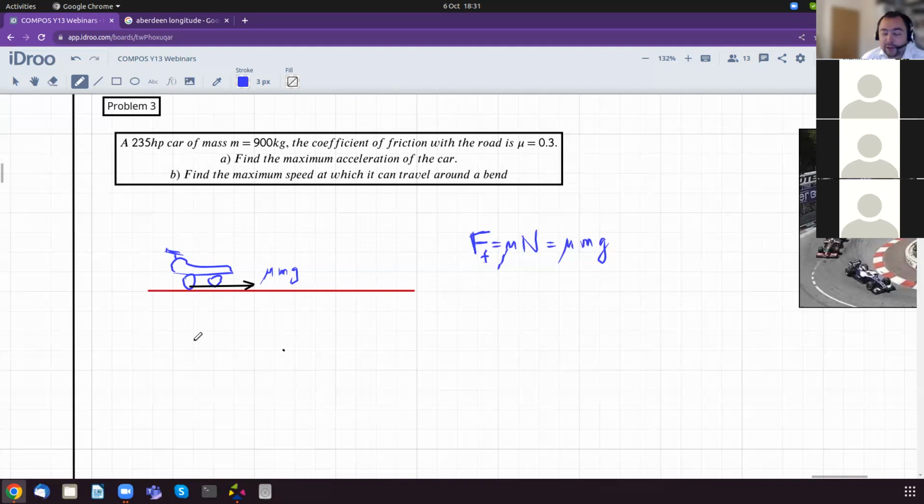So, look, you have a stationary car, and the car starts moving. So there must be a force pushing the car. And that force is friction. And friction is mu mg. Therefore, the maximum force that accelerates the car is equal to mu mg. And if you use Newton's second law, mass times acceleration is equal to mu mg.